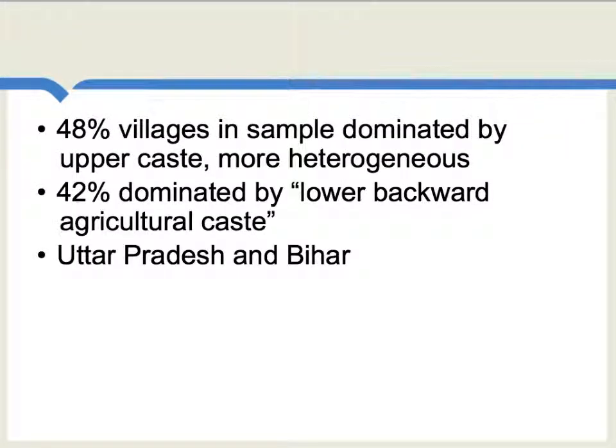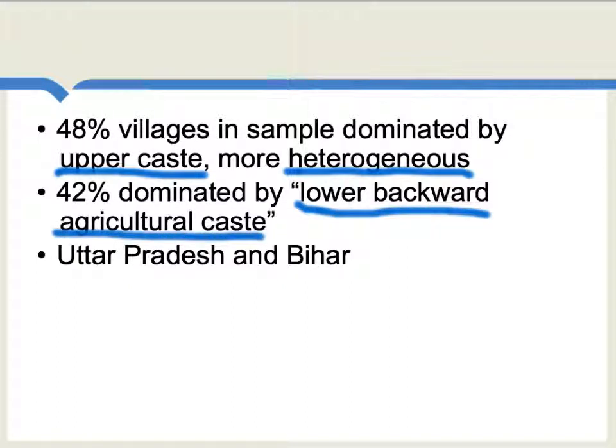Anderson draws upon data from northeast India and considers 2 different kinds of villages. The first kind of village is dominated by an upper caste, and it tends to contain castes of many different kinds, and these villages in general are more heterogeneous. The second kind of village is dominated by what is called a lower backward agricultural caste, and these villages tend to have mostly individuals from that caste. The question will be, how do the economics of these 2 different kinds of villages differ?